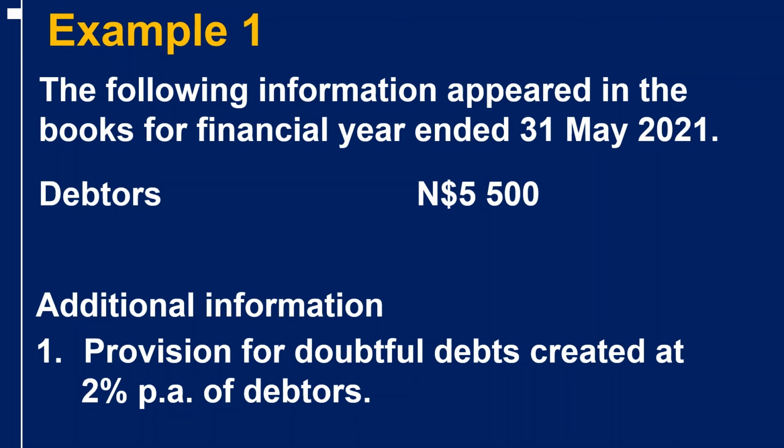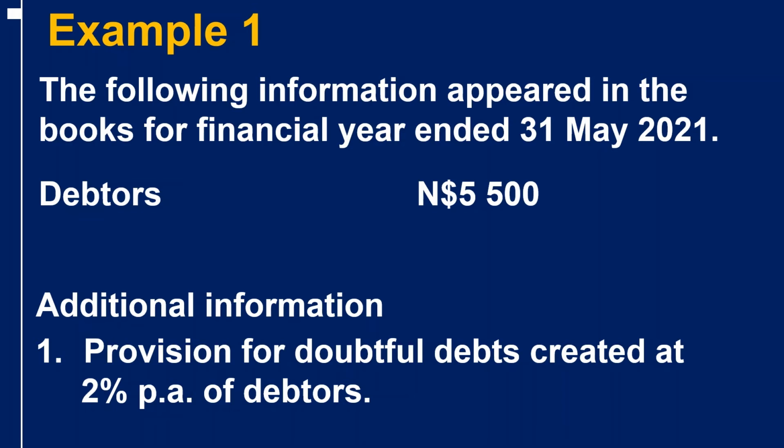A business needs to create a provision for doubtful debts account if it did not have one in the previous years. For example, debtors are owing 5,500 Namibian dollars at the end of the year, and the provision for doubtful debts is maintained at 2% of the debtors.